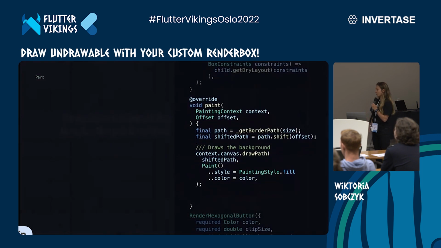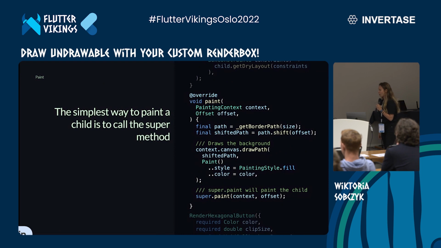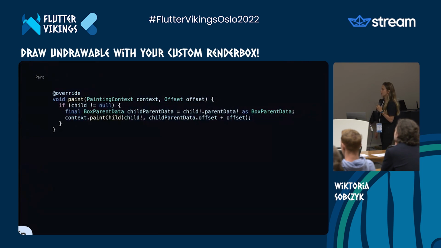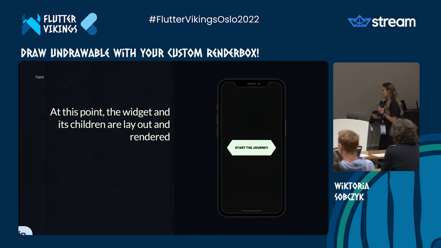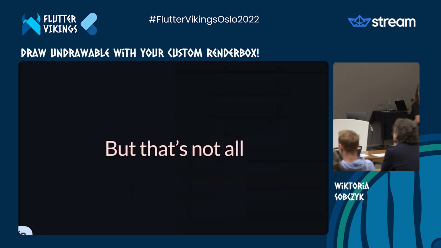So to render our child, we can just invoke our super paint method. That's the simplest way to render our child. We can take a look at this method that we have, this kind of code to render our child. And this is the easiest way that we can render our child with the offset. So that's all for our paint method. Finally, we can see our button and text widget inside. So, Kamil. Yeah, but that's not all.